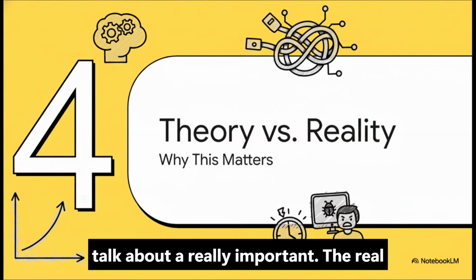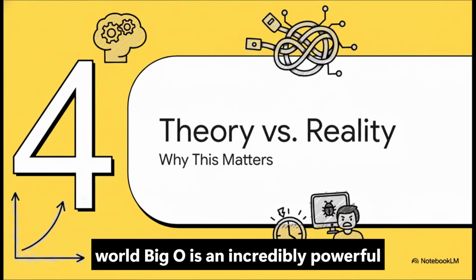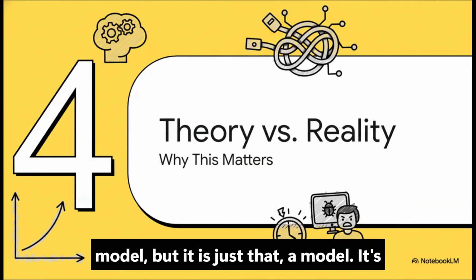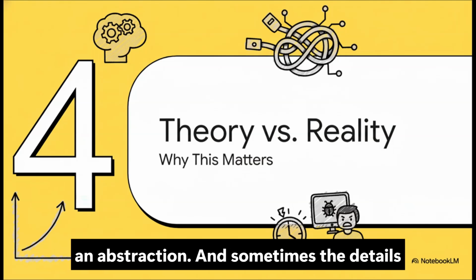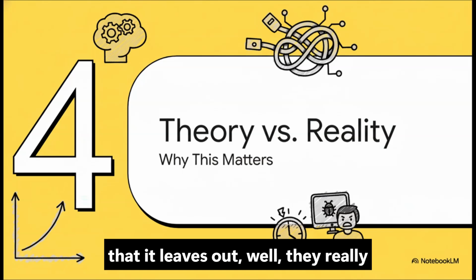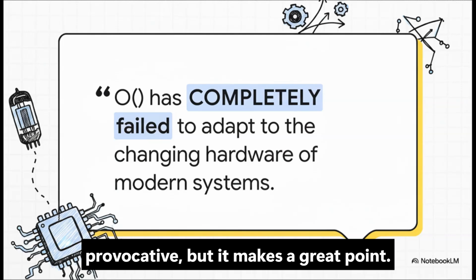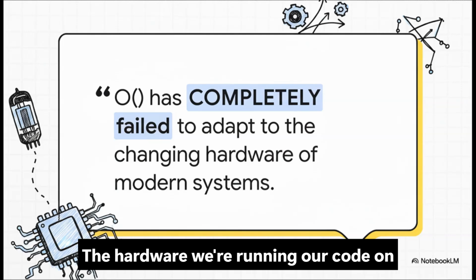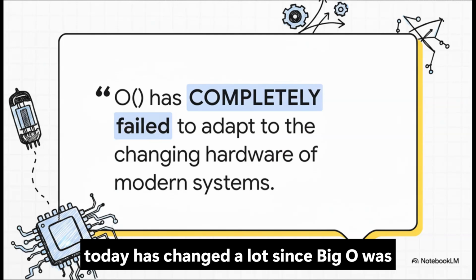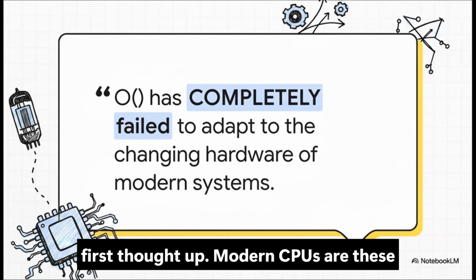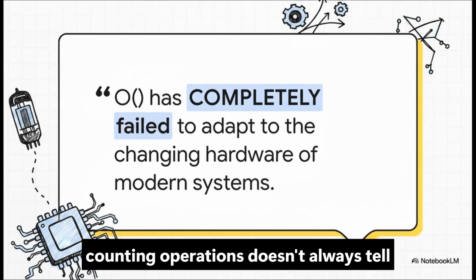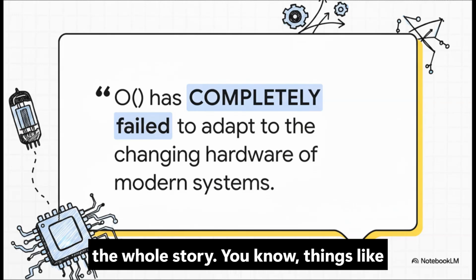Okay, but now we have to talk about a really important point, the real world. Big O is an incredibly powerful model, but it is just that, a model. It's an abstraction, and sometimes the details that it leaves out, well, they really matter. And I love this quote from a developer online because it's a little provocative, but it makes a great point. The hardware we're running our code on today has changed a lot since Big O was first thought up. Modern CPUs are these incredibly complex beasts, and just counting operations doesn't always tell the whole story.